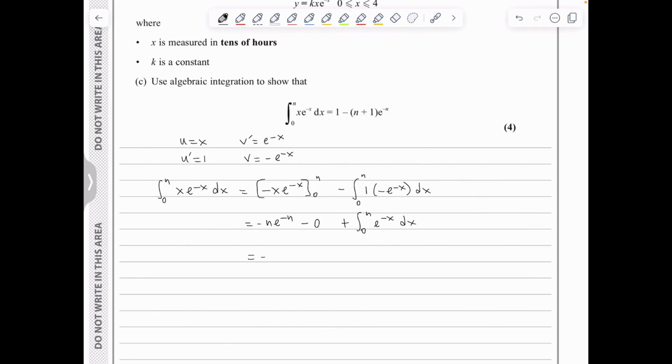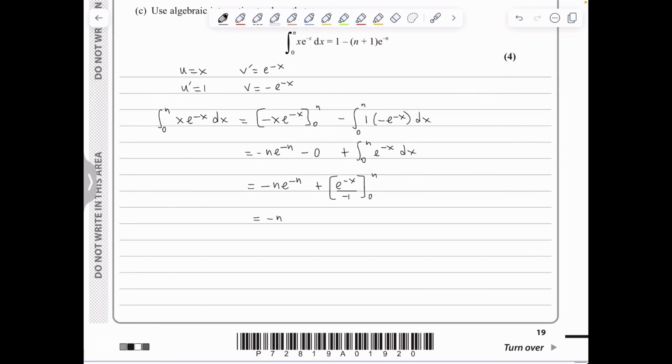So we get minus n e to the negative n plus e to the minus x over minus 1. Remember, I'm dividing by the derivative of the exponent, from 0 up to n. So we get minus n e to the minus n plus e to the minus n over negative 1, minus e to the minus 0 over negative 1, which gives minus n e to the minus n minus e to the minus n plus 1, which can be written as 1 minus brackets n plus 1, and we factor out the e to the minus n as required.